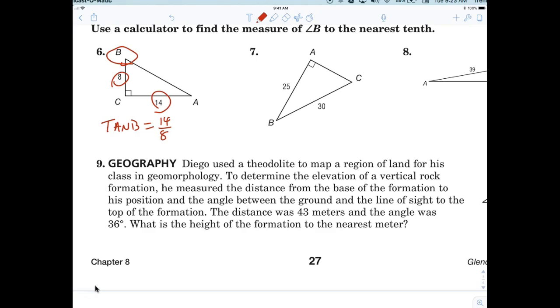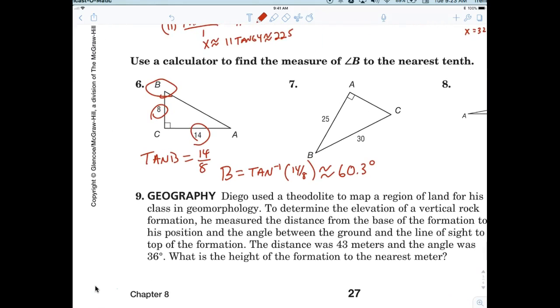So what you would say here is, now, here's what I want you to do. B is equal to, that's right, inverse tangent of 14 over 8. Now, those of you guys put 7 over 4, good job. It doesn't matter, though. All right, so the angle is approximately what? 60.3. About 60.3 degrees, we'll say. Everybody good?